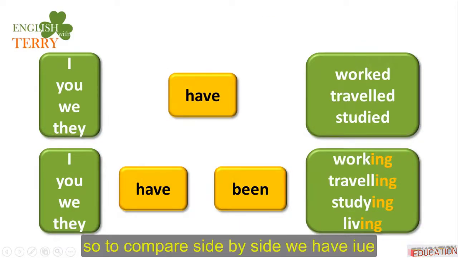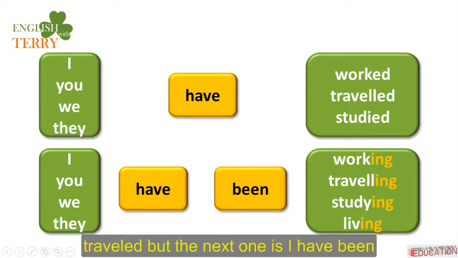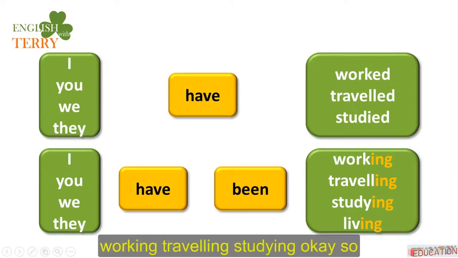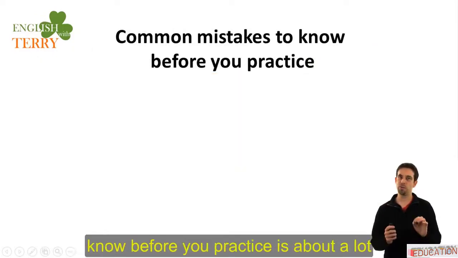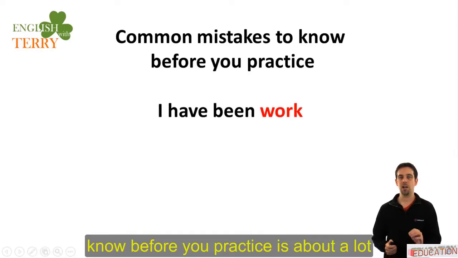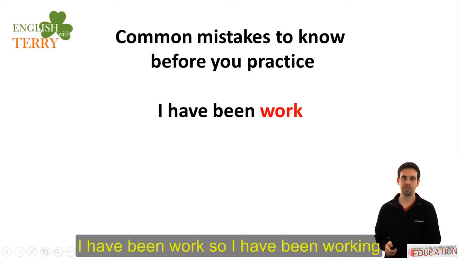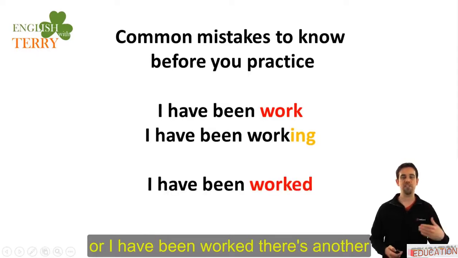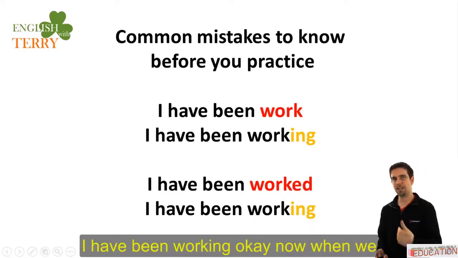So to compare side by side, we have I, you, we, they have worked, traveled. But the next one is I, you, we have been working, traveling, studying. Okay, so what's the difference? Common mistakes to know before you practice: a lot of students forget the ing. They say I have been work. So I have been working, or I have been worked. This is another common mistake. I have been working. Okay.